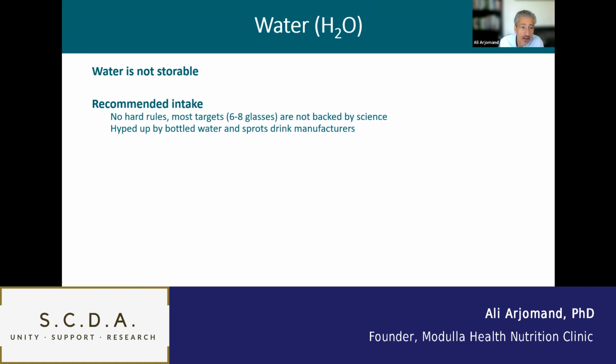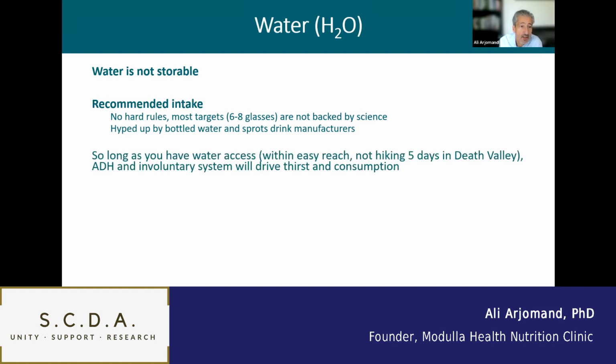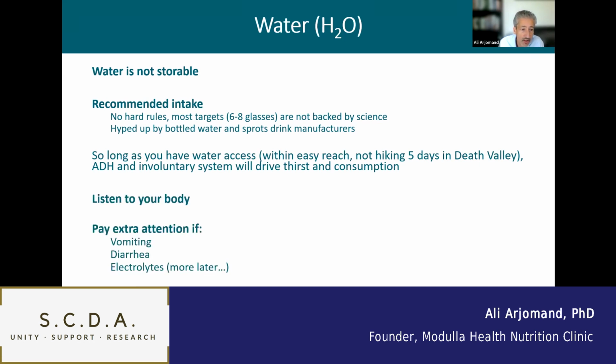What I'd recommend is just having water nearby within arm's reach, and let your body run the show, right? When it's thirsty, it will grab some and it will drink it, and it will reach its needs that way. So listen to your body. Of course, pay extra attention if you're vomiting, if you have diarrhea issues. Electrolytes are an important thing I'll talk about in a second. The other thing you may want to do is just look at your urine. Typically, if it's a little darker looking, it might be a sign that there's a little bit of dehydration.